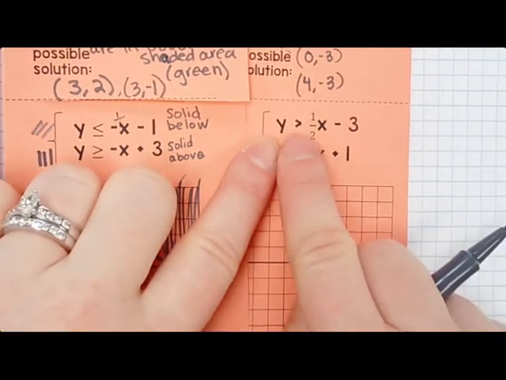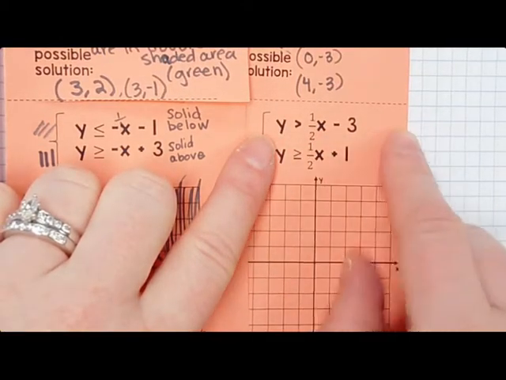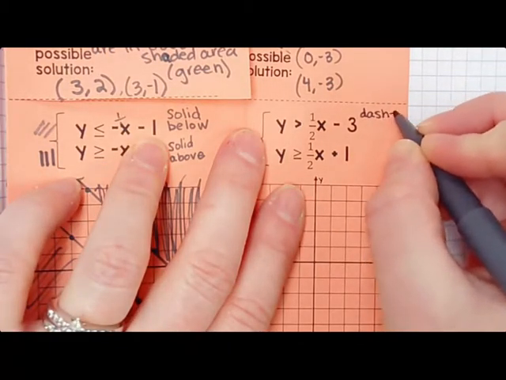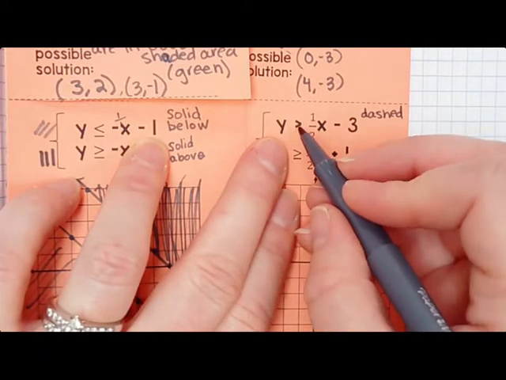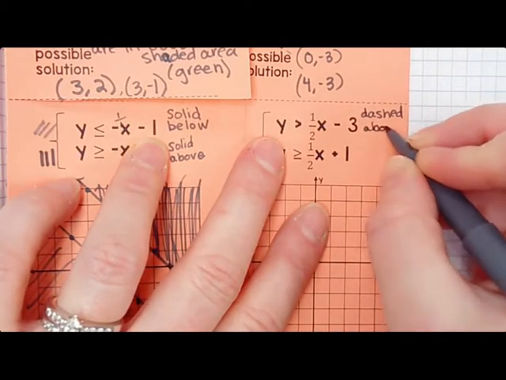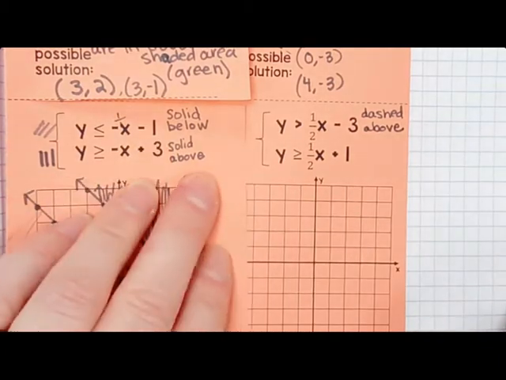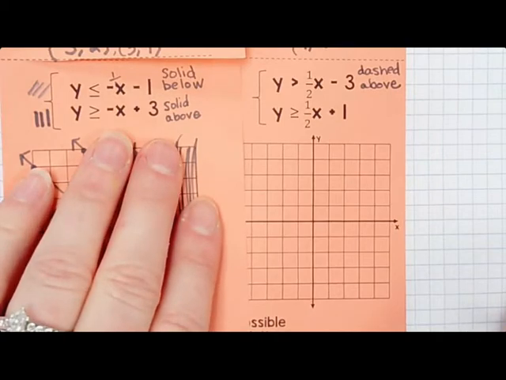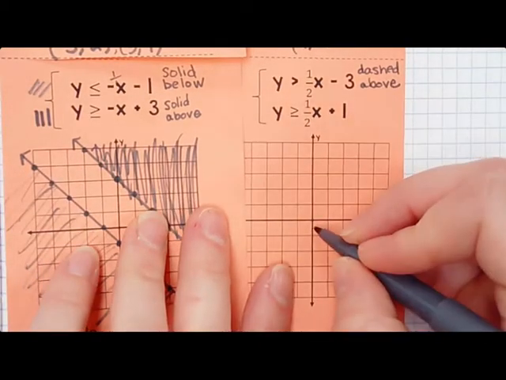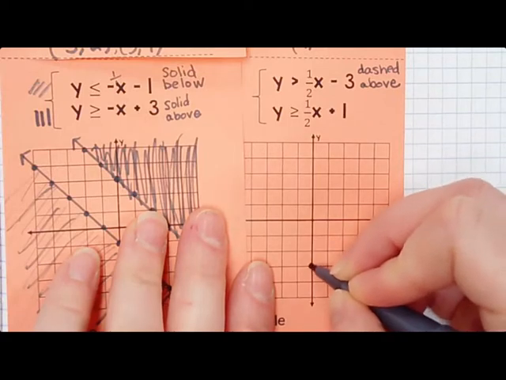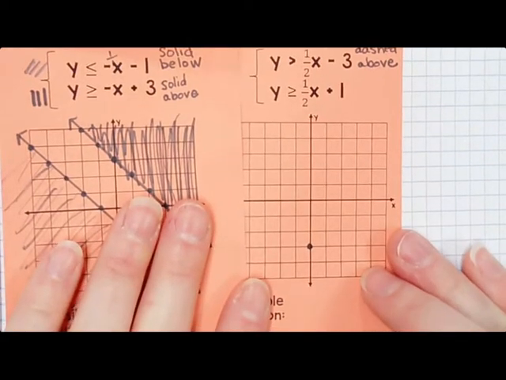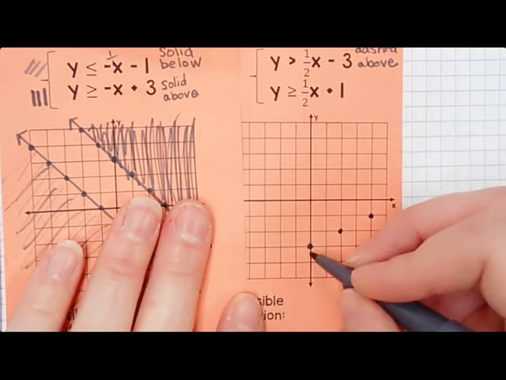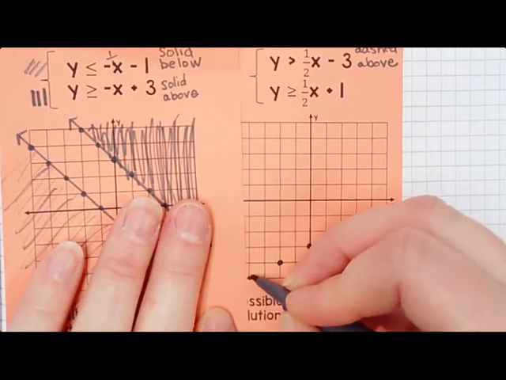So let's look at the first one. y is greater than 1/2 x minus 3. So it's going to be a dashed line. Greater than means shade above. Let's go ahead and do that. We have -3. 1, 2, 3. And then do our slope. Up 1 over 2, up 1 over 2, down 1 over 2, down 1 over 2.